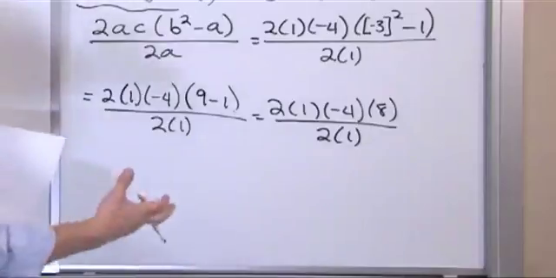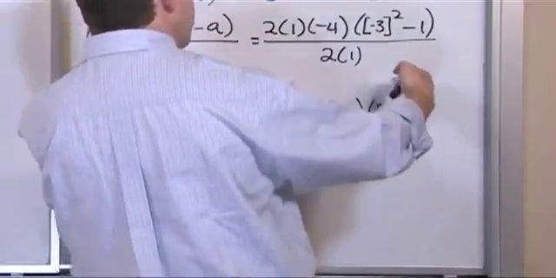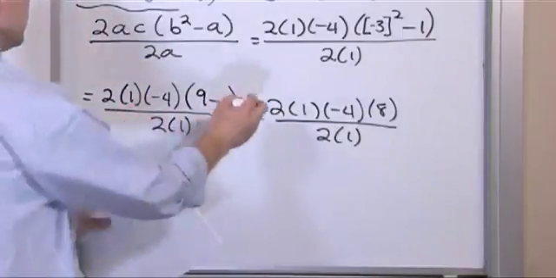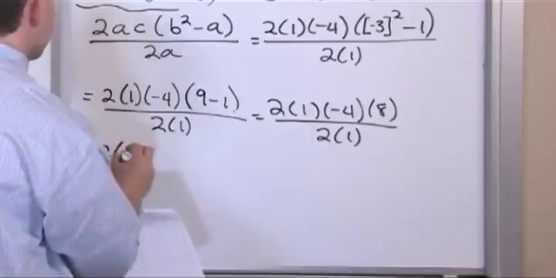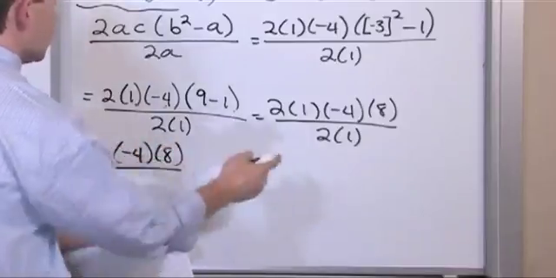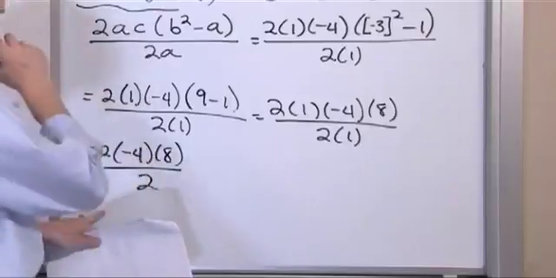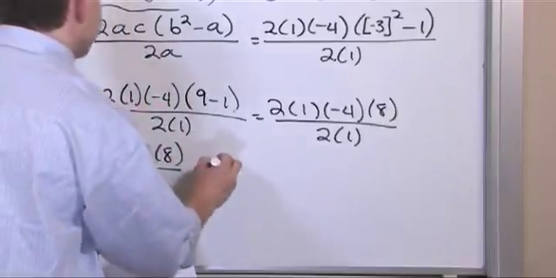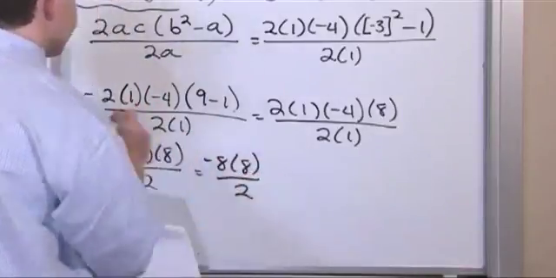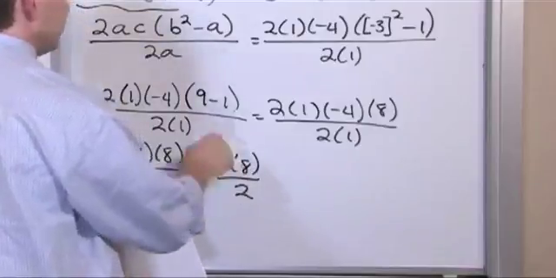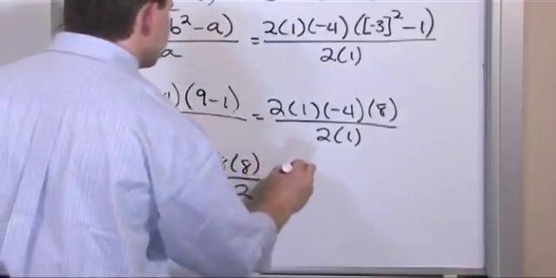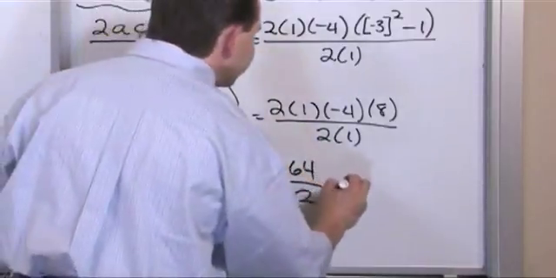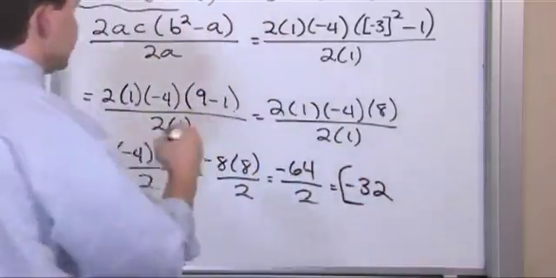Okay, now we can look at this as a fraction, and I'm still working on the top. I need to evaluate the top and evaluate the bottom separately. I've got a bunch of multiplication everywhere, so all I do is multiply. 2 times 1 is 2, times the negative 4 times the 8, divided by, and on the bottom, 2 times 1 is 2. 2 times negative 4 is negative 8, times the 8 from here, over 2. Now negative 8 times positive 8 is negative 64, divided by 2. And negative 64 divided by 2 is negative 32. This is the answer, negative 32.